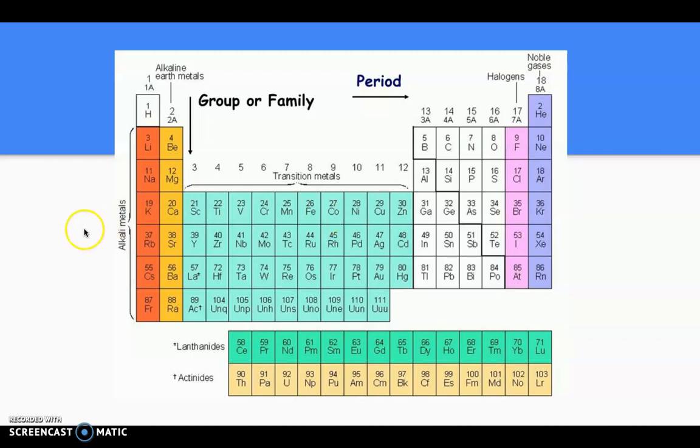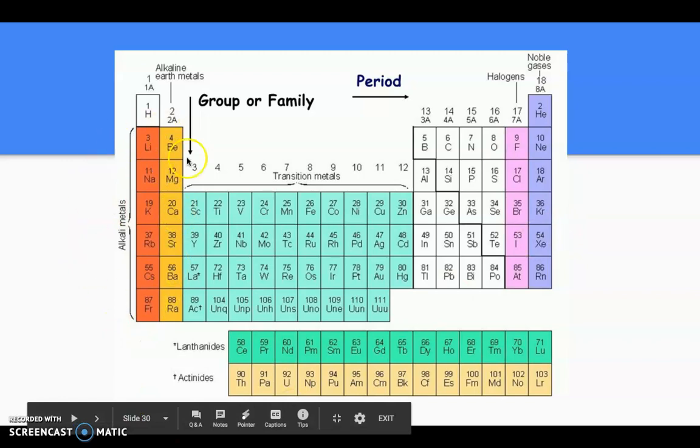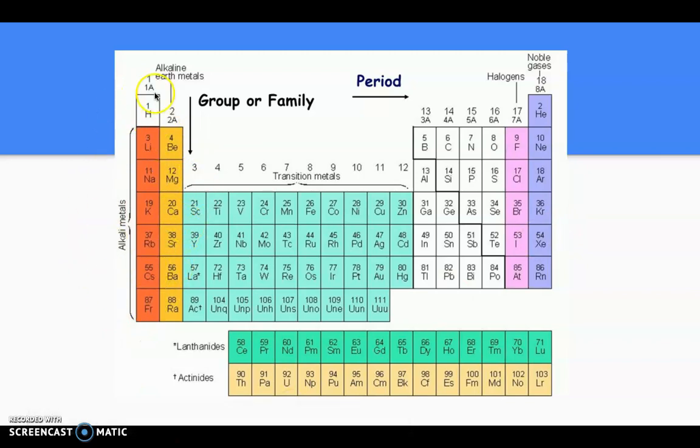Another trend is reactivity. Reactivity actually decreases as we move from left to right. The elements over here on this side are highly reactive, meaning they're very unstable. They can cause some really intense explosion reactions, destruction. That changes as we move to the right side. These are our more stable elements.